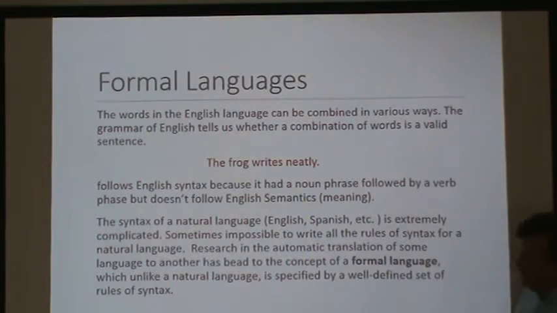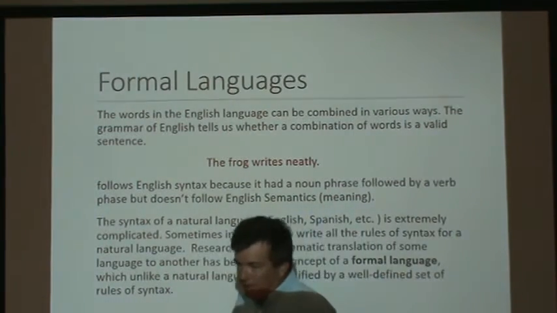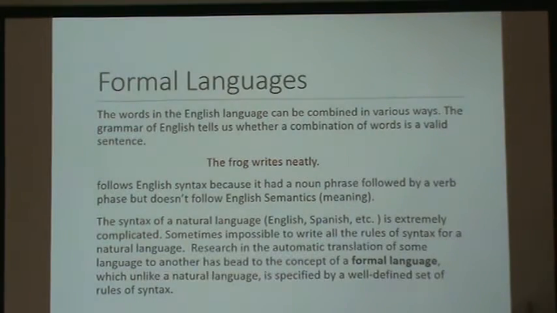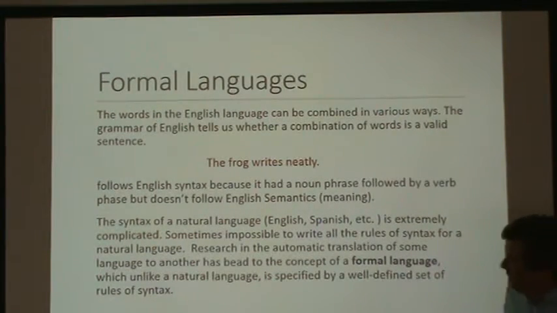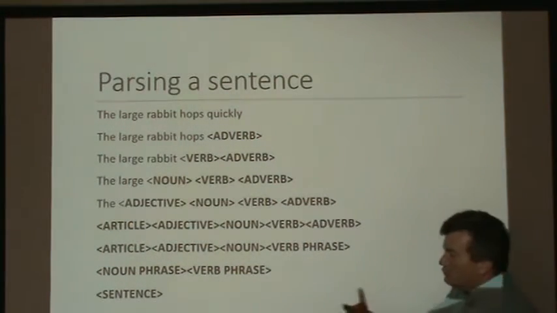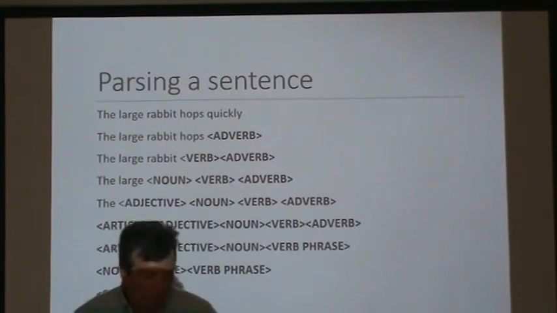So what we want to do, and many natural languages have so many rules to them that it would be impossible to write out all the rules. But what we'd like to be able to do is formally, if it's possible, sometimes it's not possible, formally write out the rules of the language, have an exhaustive list of all the rules.